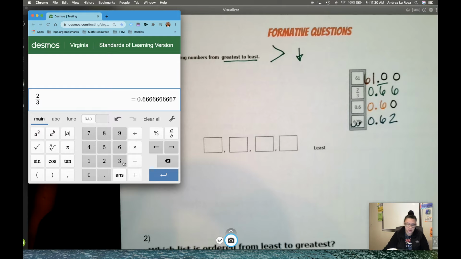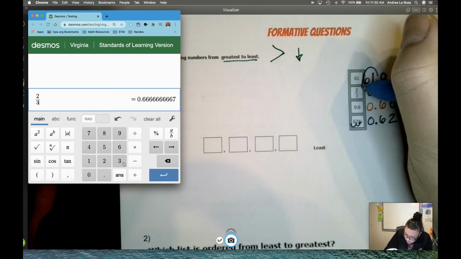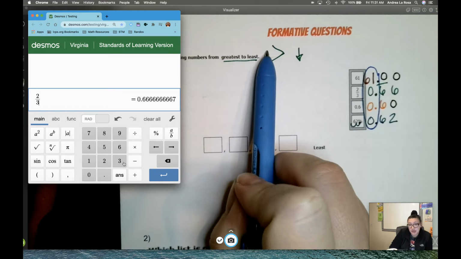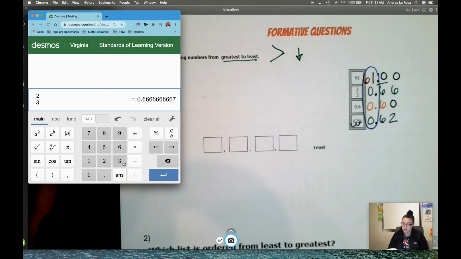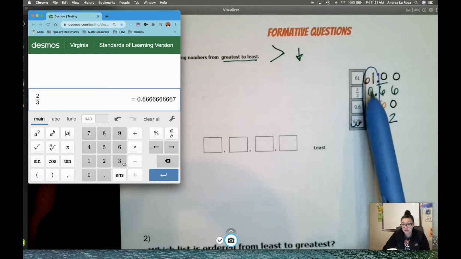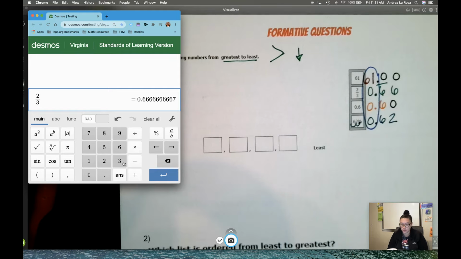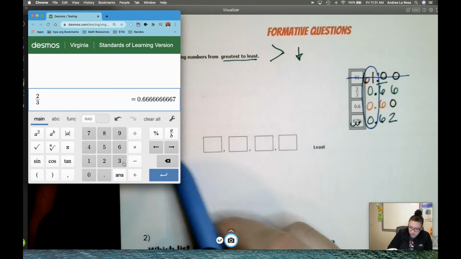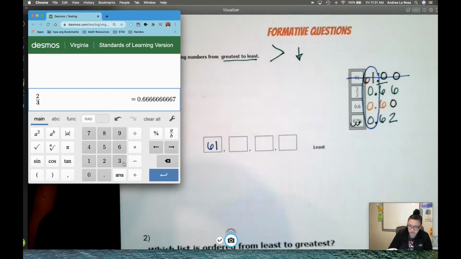So I want to look at my numbers to the left of the decimal first. Again, I'm going greatest to least. I want my big numbers to my small numbers. So if I look at the numbers to the left of the decimal, I have 61, 0, 0, and 0. So right off the bat, 61's big compared to those other numbers. So I know that 61 is going to be my greatest, my biggest number.